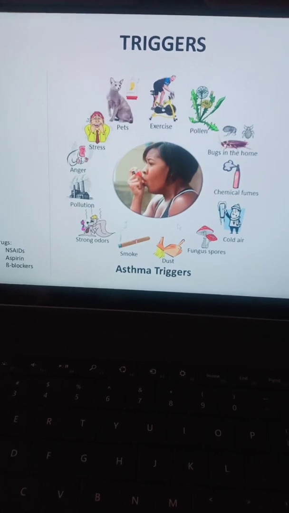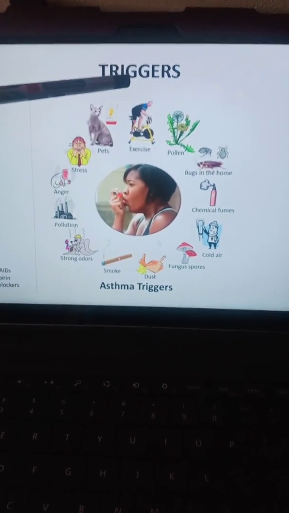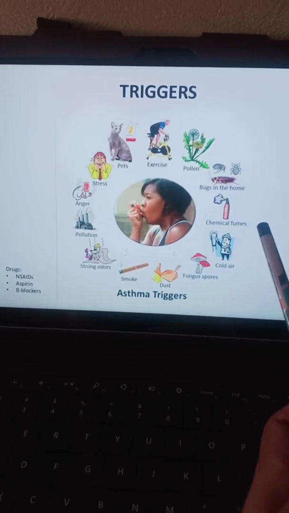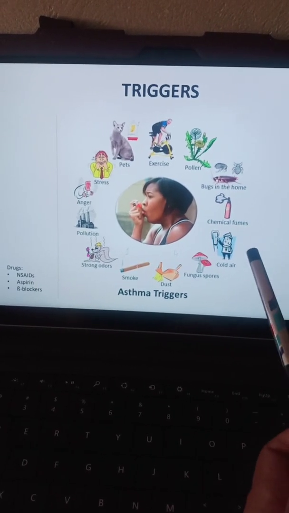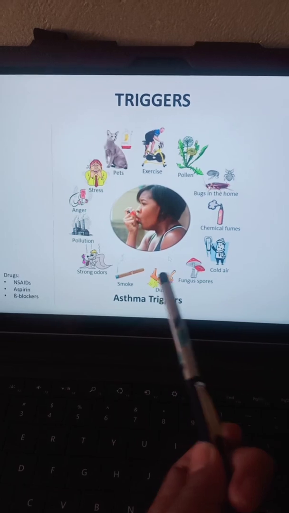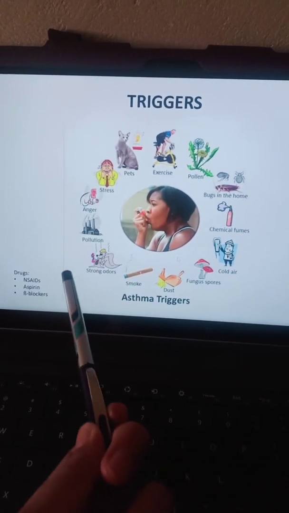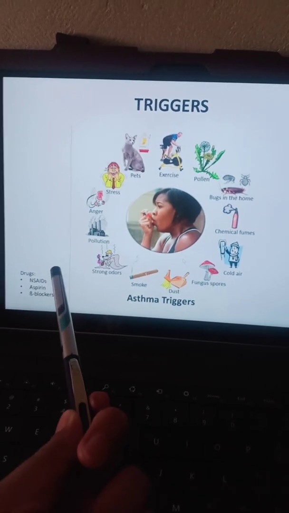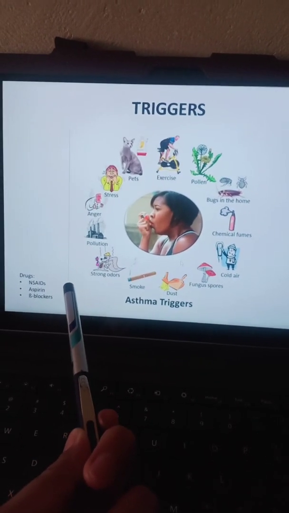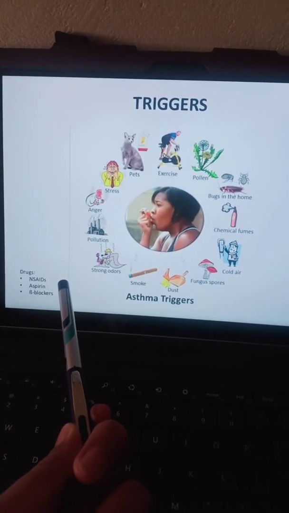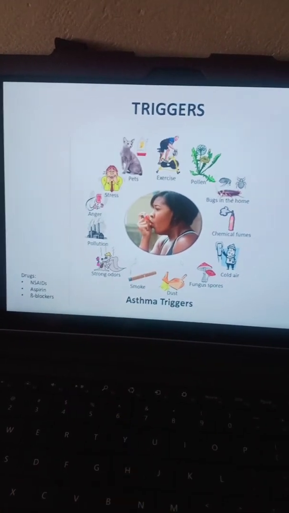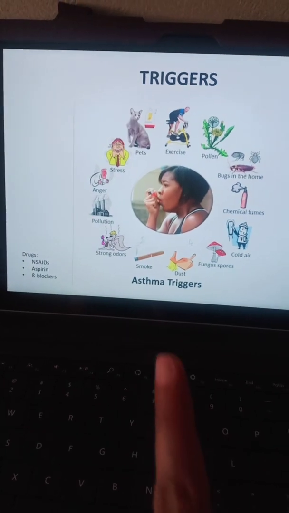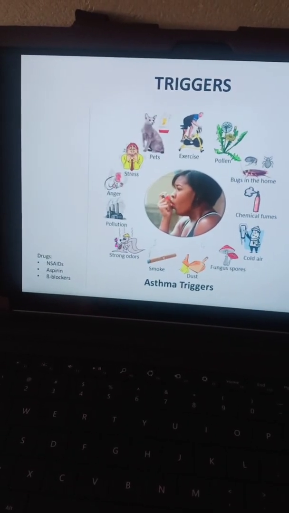So you see a man doing exercise, then there are pollens, we all have bugs in the home, there are chemical fumes, cold air in winter, fungal spores, dust, strong odors, air pollution, stress. Drugs, there are three main drugs. In the small lower part of the slide you can see the names. There are NSAIDs, aspirin and beta blockers which lead to asthma triggers.